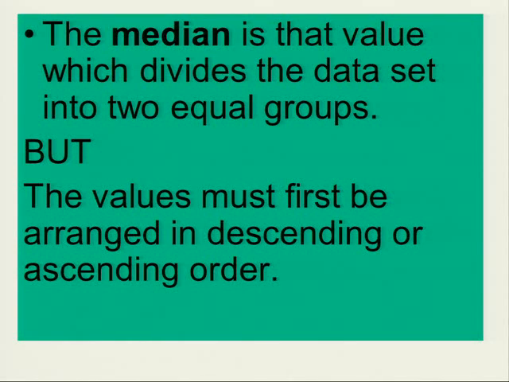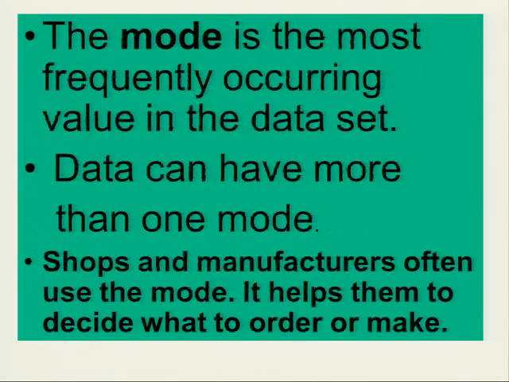Sometimes you find your values are not arranged. So if you want to find the median, you must first arrange your values in descending or ascending order. By descending, we mean from the highest to the lowest. And by ascending, we mean from the lowest to the highest. That is the condition. But remember, with the mean, you don't have to arrange the values. You only have to arrange the values when you calculate the median.